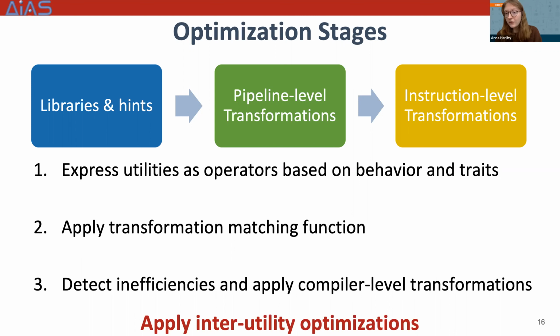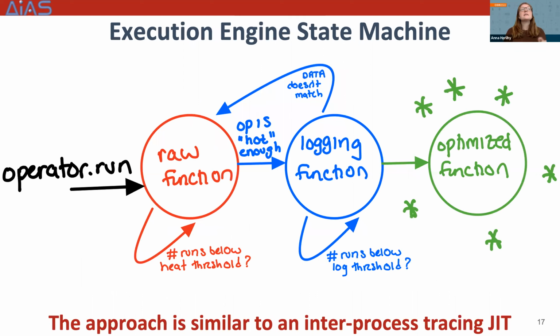So what does that itself look like? We have our state machine for the execution engine. First, you would just run the original pipeline to identify hot paths. Obviously, it's not worth it to optimize something that isn't run frequently enough. Once you have identified a hot path, you can produce an instrumented binary, similar to how a tracing JIT would do it, and start running that instead of the raw function.